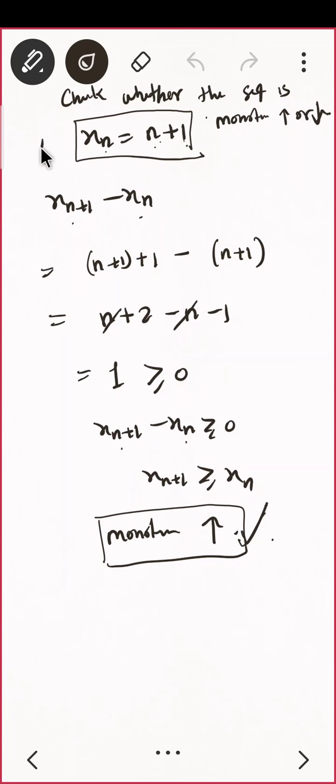How will you start with? Check whether this is increasing or decreasing. How will you start with?